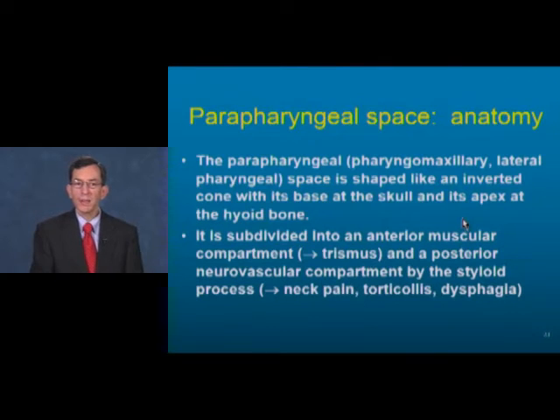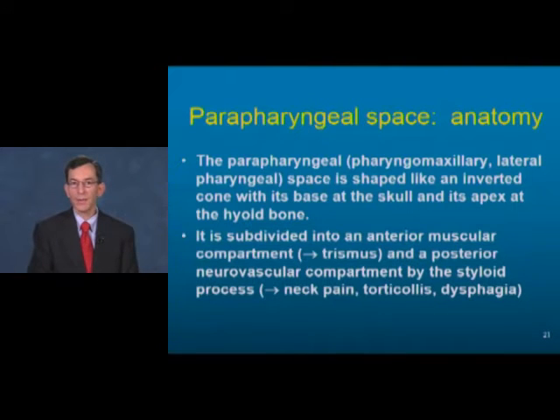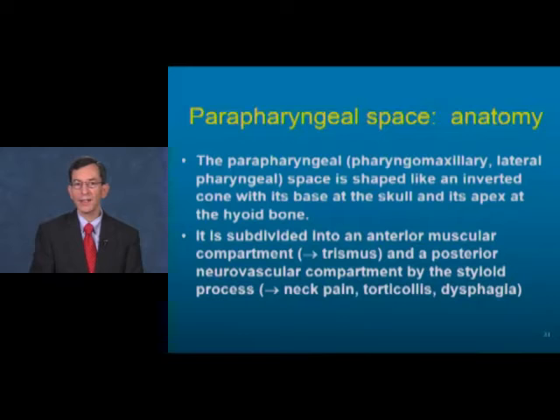I'll say a few words about the parapharyngeal space regarding its anatomy, which helps explain why we freak out about parapharyngeal space infections. The lateral pharyngeal space, or the parapharyngeal space, has been described as an inverted cone with its base at the skull and its apex down at the hyoid bone. And you can think of it as having an anterior compartment and a posterior compartment. Involvement of the anterior compartment leads to trismus because of its involvement of the masseter muscles and the internal pterygoid.